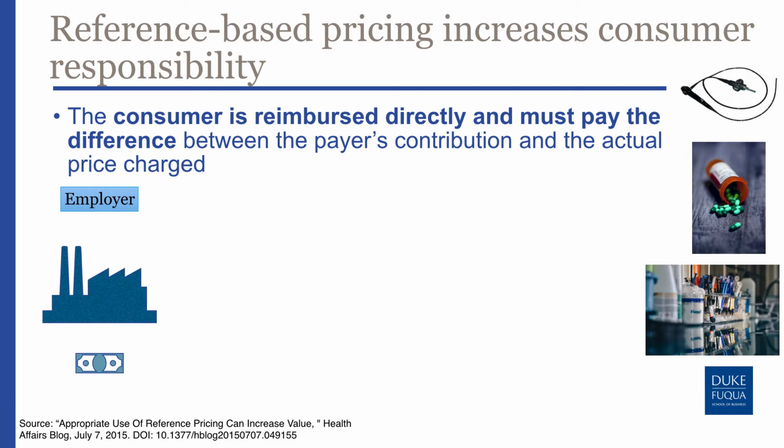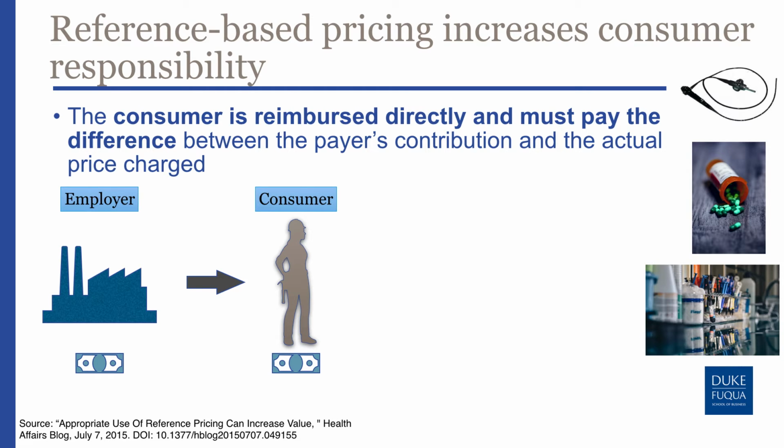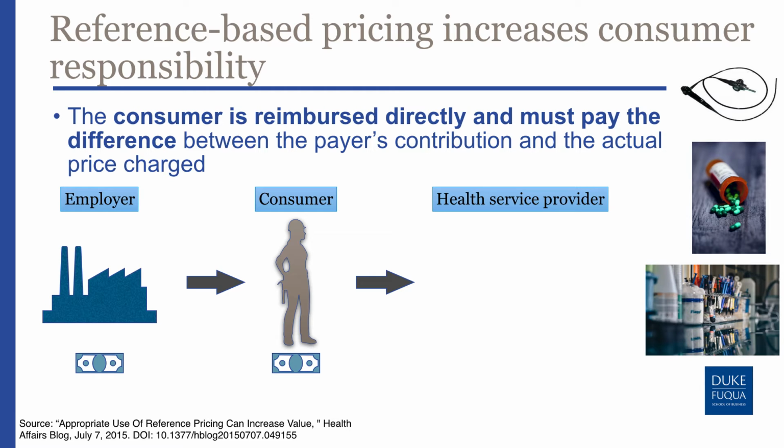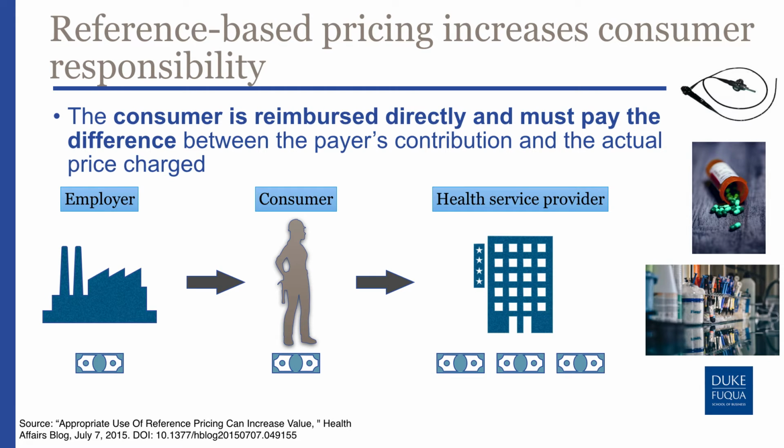And the additional thing that this does is it makes the consumer the middle person because the employer takes the dollar bill and instead of sending money directly to the provider, they send it to the consumer instead. And now this consumer has to pay the health service provider. And hopefully the consumer sees the difference in cost between different health service providers and they will choose the least expensive one, because if they choose a more expensive health service provider, then they're going to be liable for all costs that are above the contribution limit set by the payer.